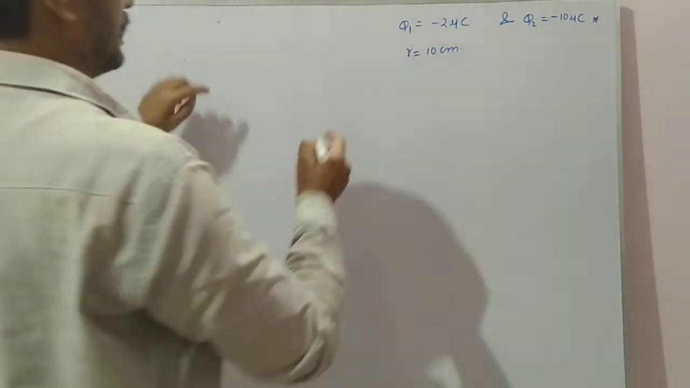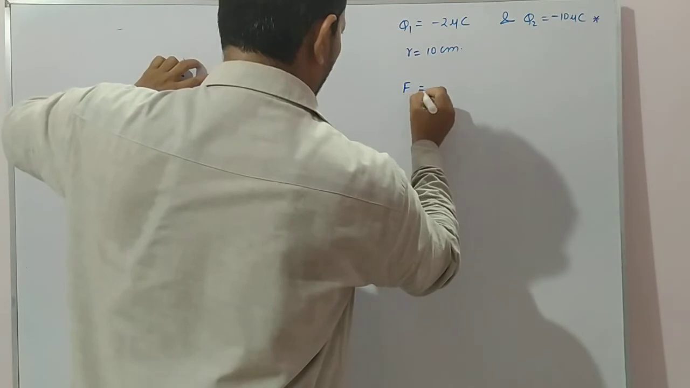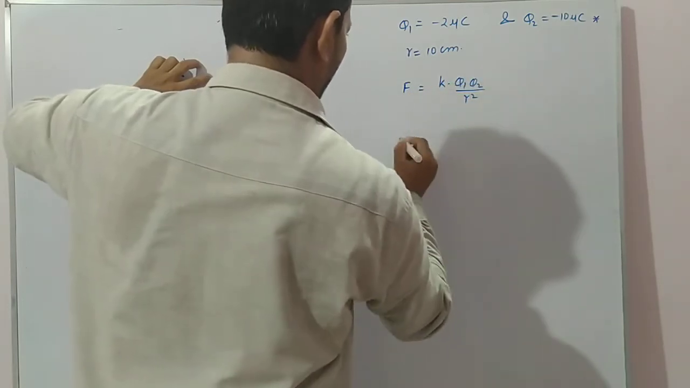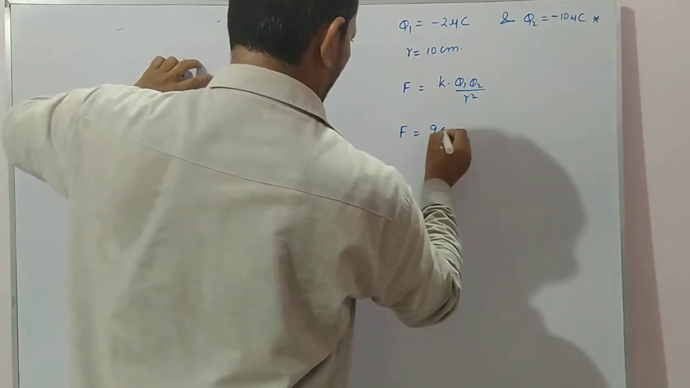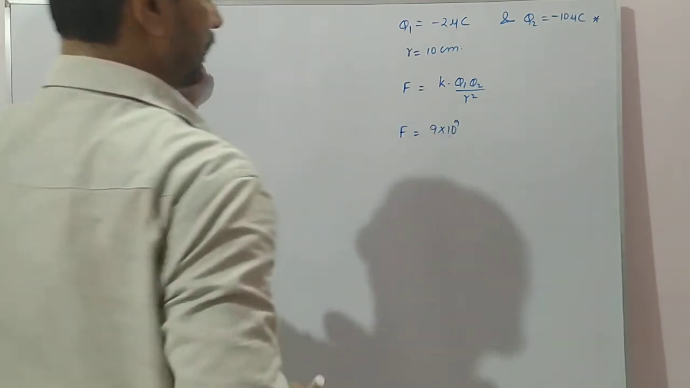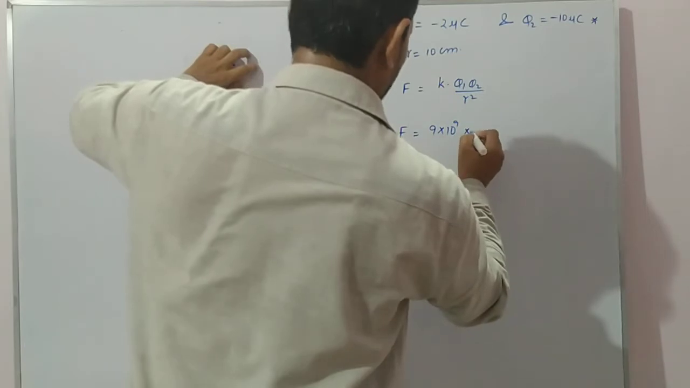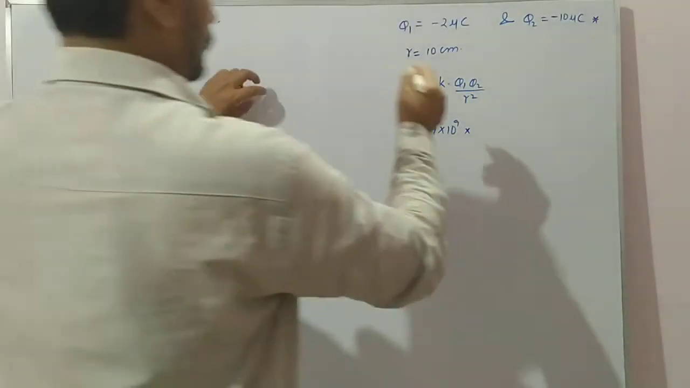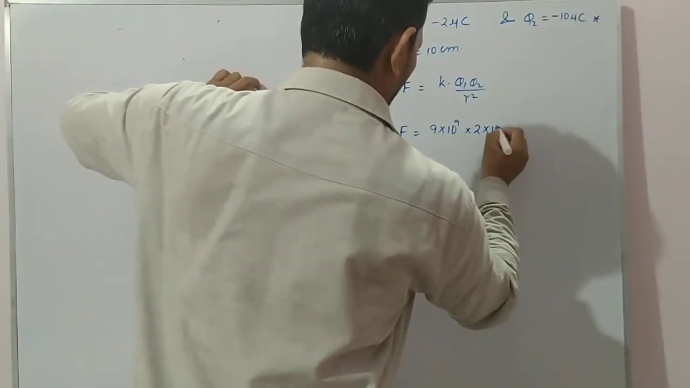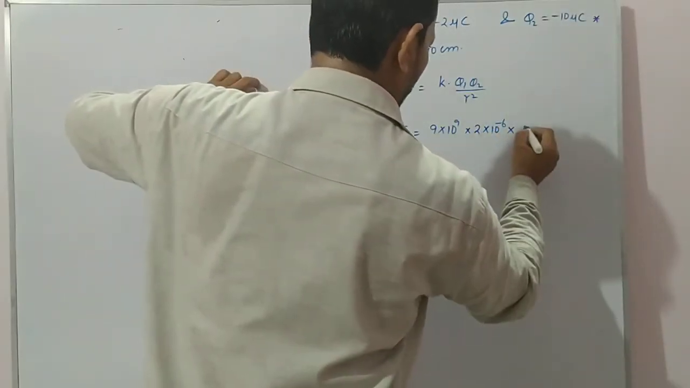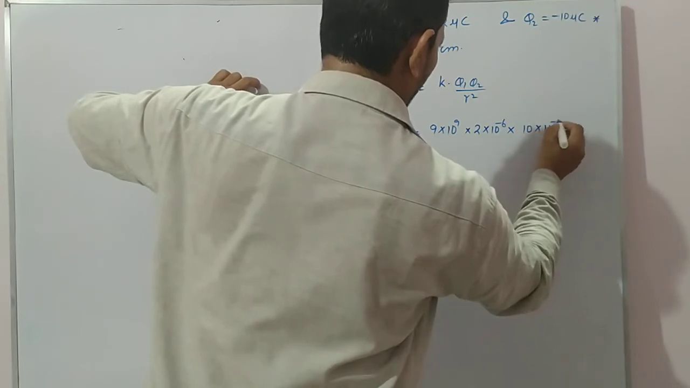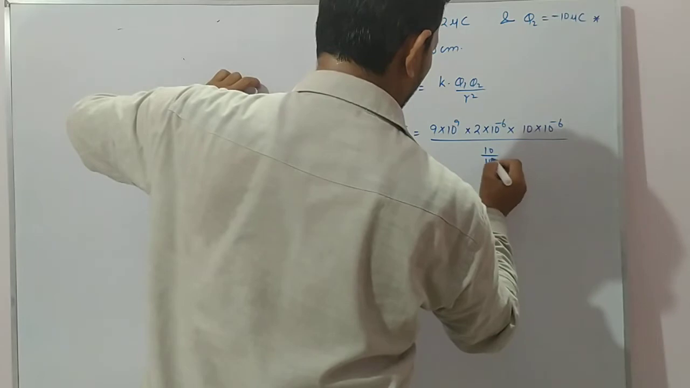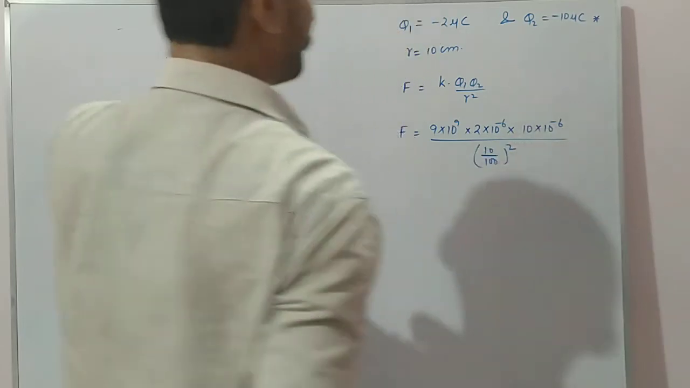Now see here, to determine the magnitude of force, F is equal to K Q1 Q2 by R square. K is 9 into 10 to the power 9. Q1 is in microcoulomb, so you have to convert it into SI unit, that is coulomb. So this is 2 into 10 to the power minus 6, and here also 10 into 10 to the power minus 6, by R, that is 10 centimeters, so 10 by 100 meter, the whole square.